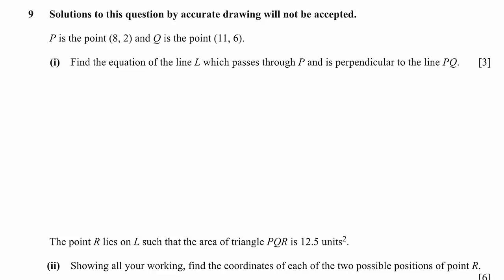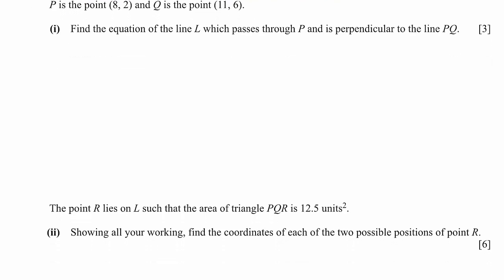Just before we start doing this question, just note this: an accurate drawing is not an acceptable solution. P is the point (8,2) and Q is the point (11,6). Find the equation of the line L which passes through P and is perpendicular to PQ.